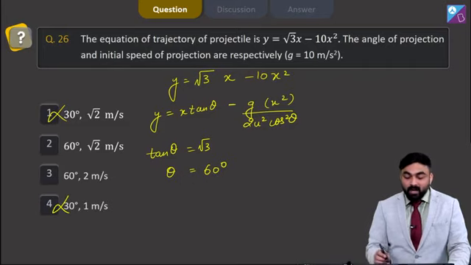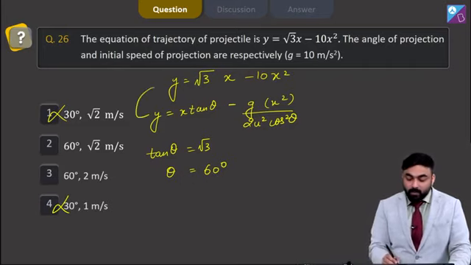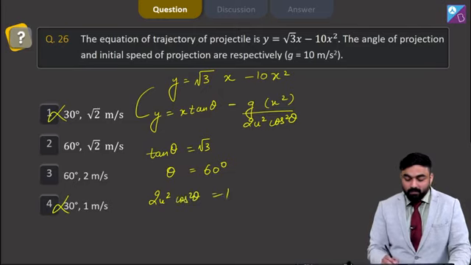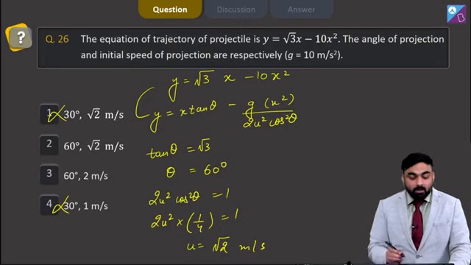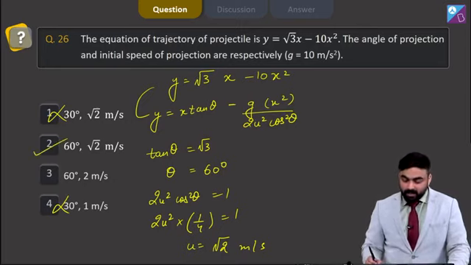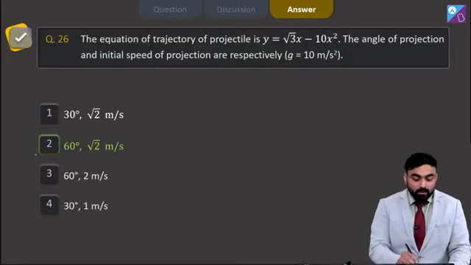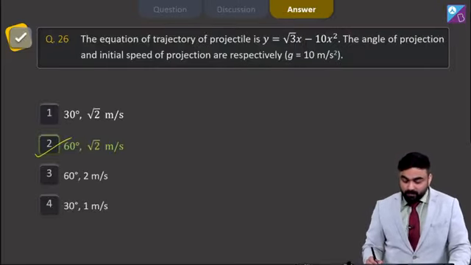Now comparing again these two equations, we have 2u² cos² θ equal to 1, and θ is 60 degrees. So 2u² into cos² 60, which is 1/4, is equal to 1. So u will be equal to √2 meter per second here. So option number 2 is the correct answer to this particular question. Verifying this with the answer slide, option number 2 is the correct answer.